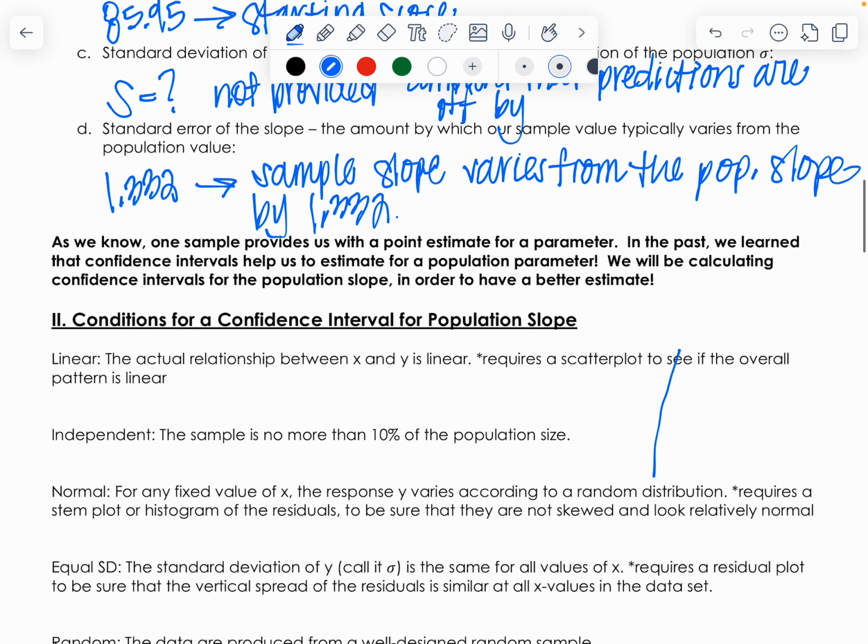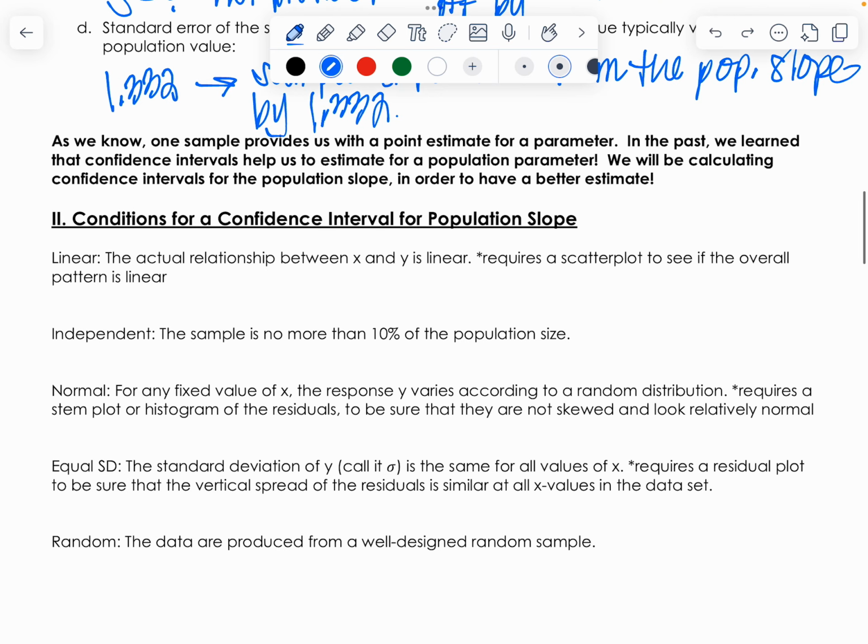All right. Now, for this confidence interval, we have a lot of conditions that we have to check off. And we use the acronym LINER. It's not linear, it's LINER. The first one is linear. It says the actual relationship between X and Y is linear. This requires a scatter plot. So we can only say we have a linear pattern if we can see that pattern on a scatter plot. The second is independent. This is just the 10% condition.